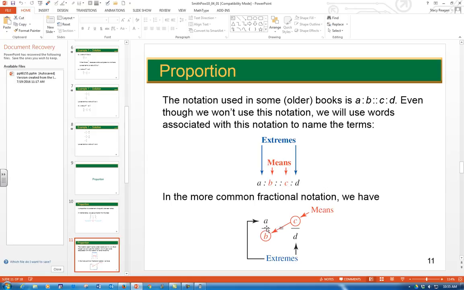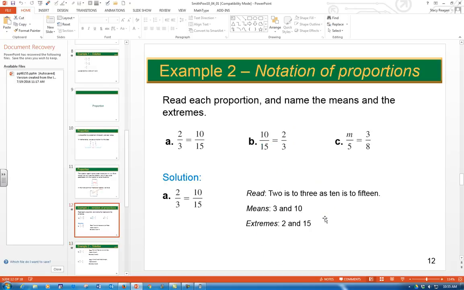You can see these are labeled as extremes, so the top on one side and the bottom on the other are the extremes. The 2 here in the middle, the top on this side and the bottom on this one, are the means, and that's just the definition of those. So in some of the problems in your book, you're going to be asked to label the means and extremes. So you just need to be able to look at those and see what they are.